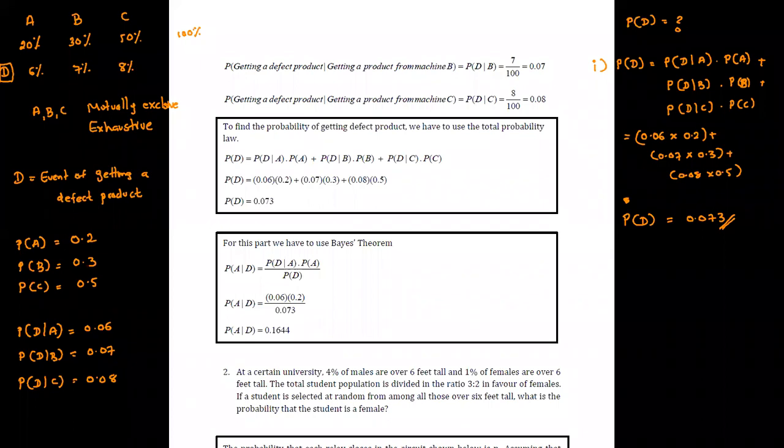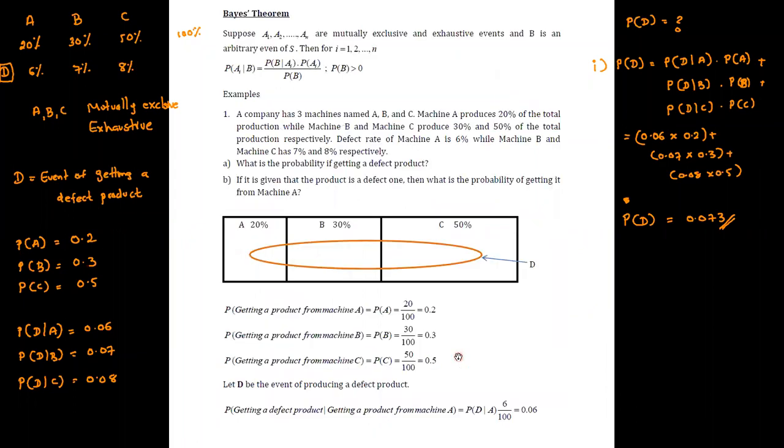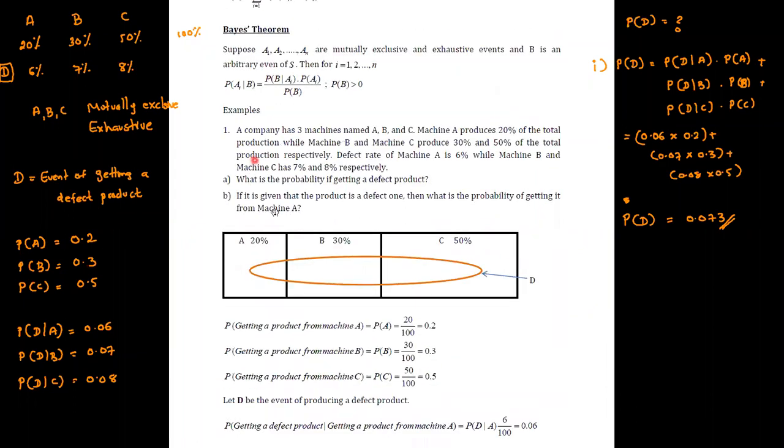They are asking what is the probability of getting a defect product. If I move back to the second part of this question, it is given that the product is a defect one. Now it is given that event D is the already happened event. It is like, at the end of the day, if you are a manager at this company, the workers have isolated these defect products, and now you know that the product is a defect one, then you need to identify the probability of getting it from machine A. That is what the second part of this question is asking.